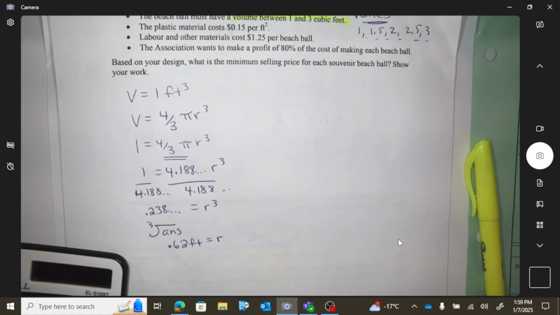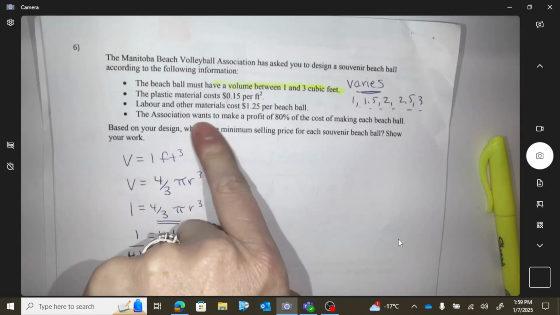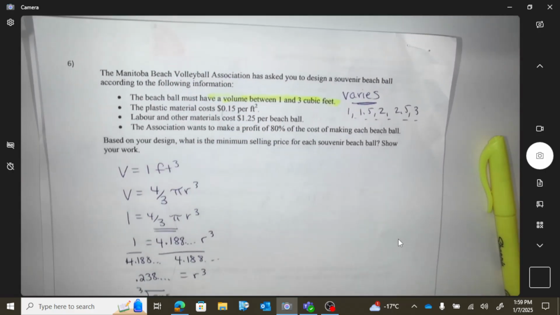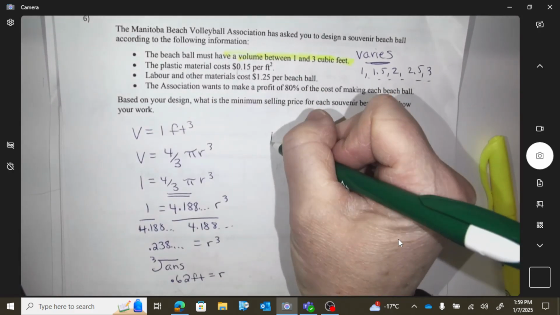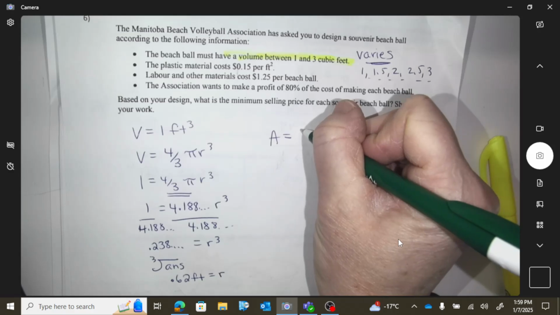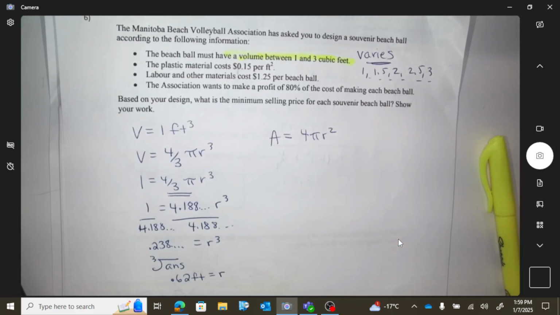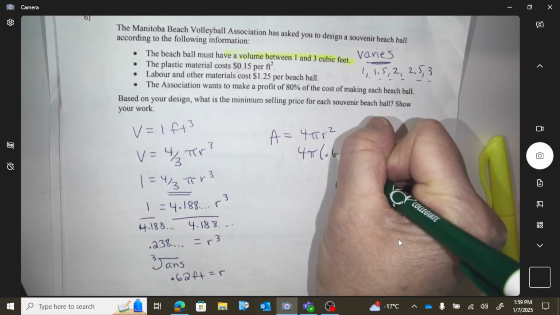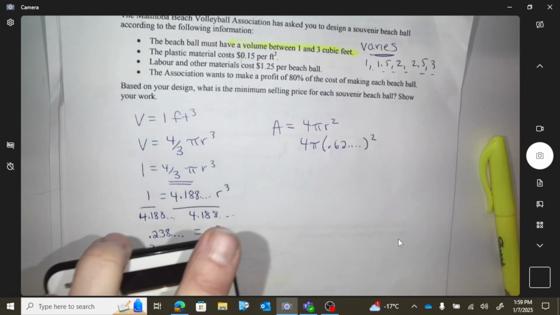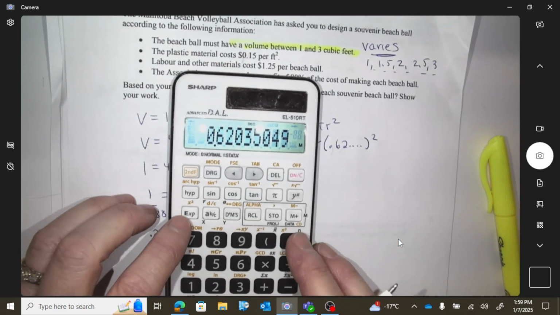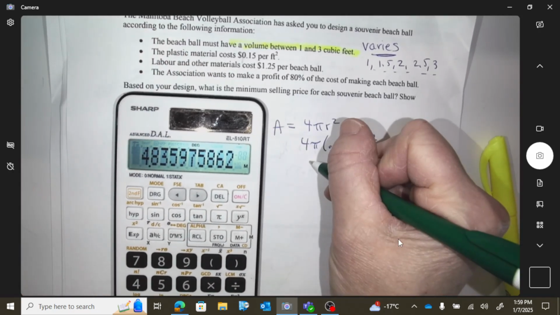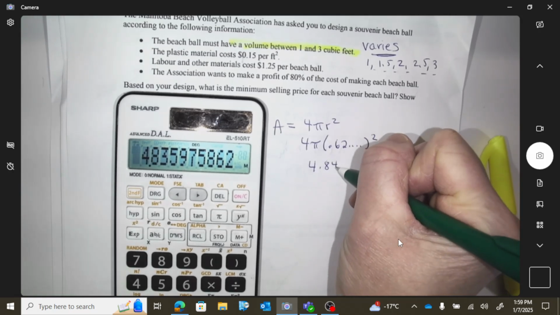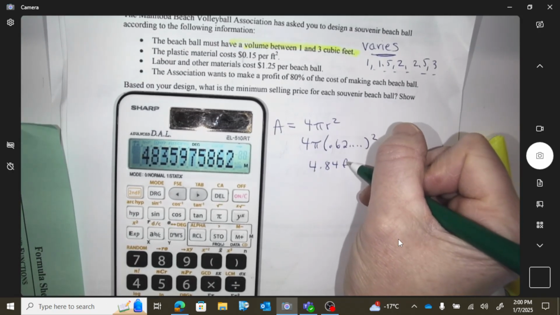Okay, so now moving forward, I have to do the surface area because this cost is per square footage. If you don't remember, I still have that value in my calculator. So the area of a sphere is 4 pi r squared. So 4 times pi times 0.62 squared, and that's in my calculator. So I'm going to keep it there. I'm going to square it times 4 times pi, and I get 4.84 square feet.